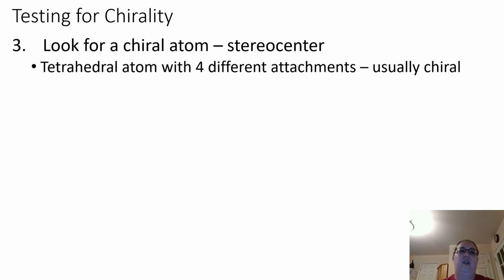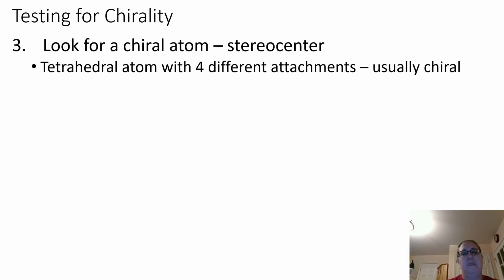The next thing that we're going to look for chirality is we have to look for what we're going to call a chiral atom, or a stereocenter. If the molecule does not have a stereocenter, it cannot be chiral. So a stereocenter is going to be any tetrahedral atom that has 4 different attachments. Usually if we have at least one of those in the molecule, oftentimes we're going to have a chiral molecule associated with it.